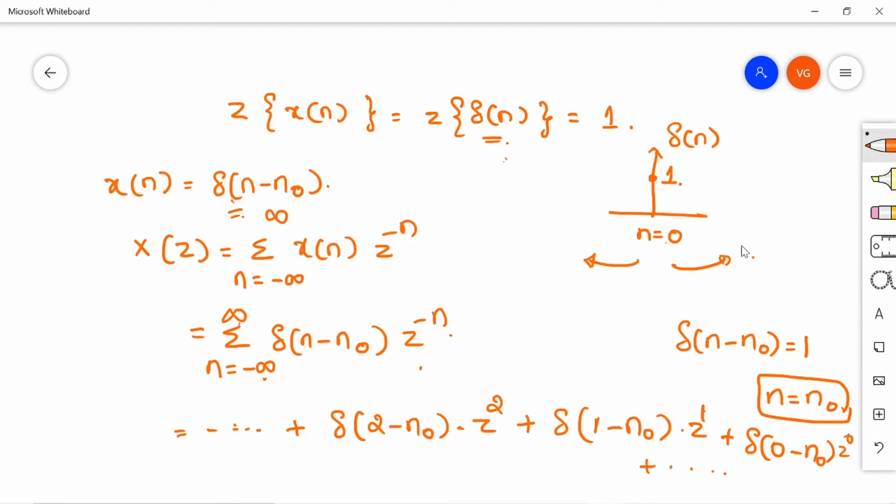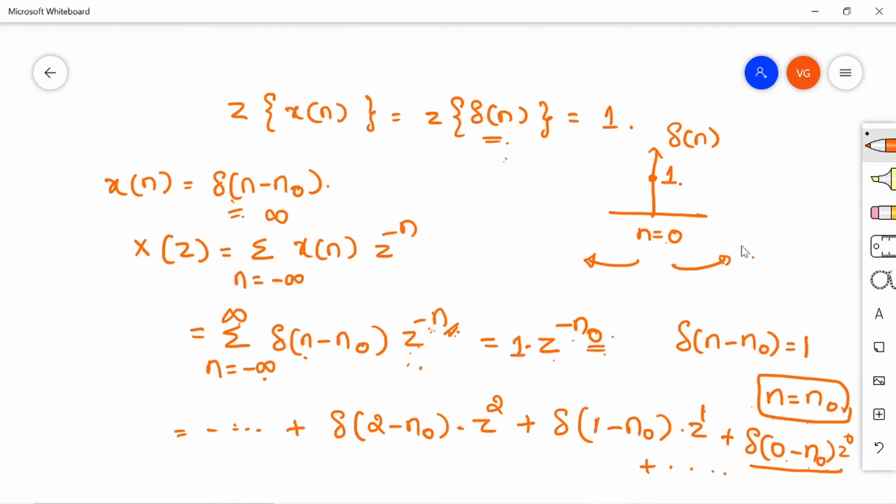So which term will be remaining? This is defined only at n equal to n0, which means only this term will remain. So when n is equal to n0, z^(-n) will become z^(-n0). Only the magnitude will be 1 as usual, because this is a delta function. So instead of z^(-n), I get z^(-n0) because n is equal to n0.